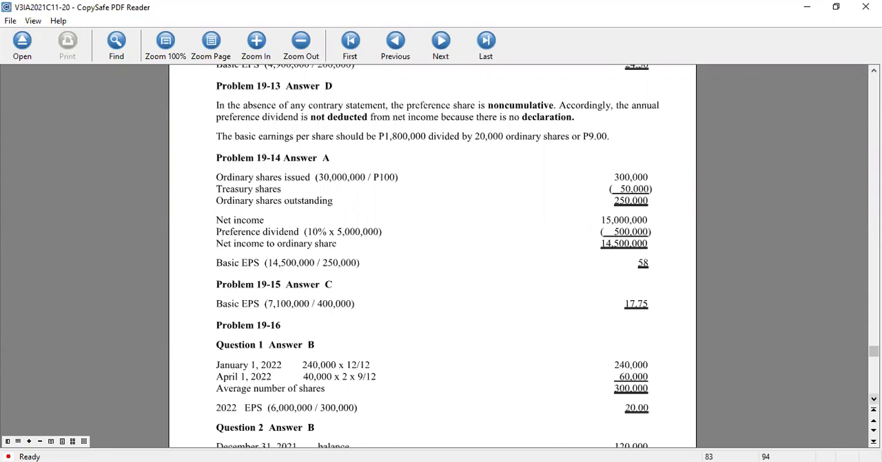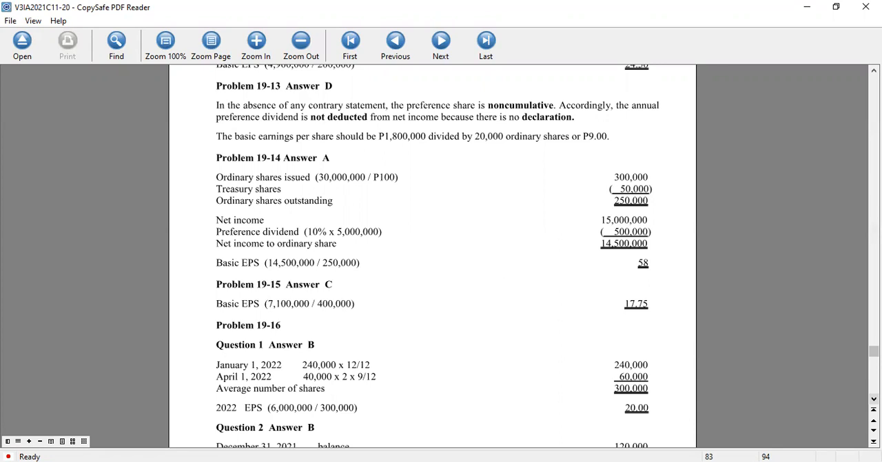Next, number 14, what amount should be reported as basic earnings per share? Ordinary shares issued 30 million divided by 100, so 300,000. We deduct the treasury shares of 50,000. The ordinary shares outstanding are 250,000. The net income is 15 million.